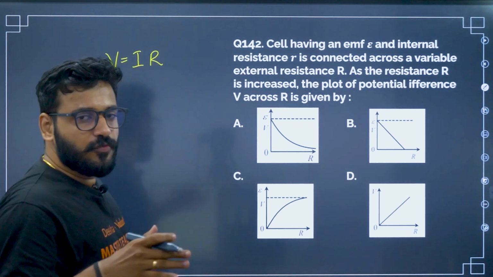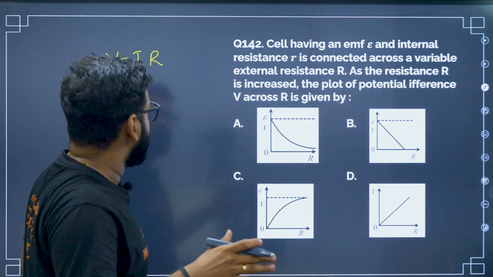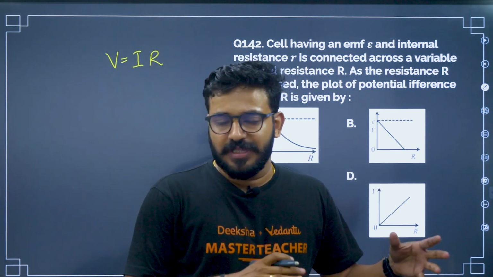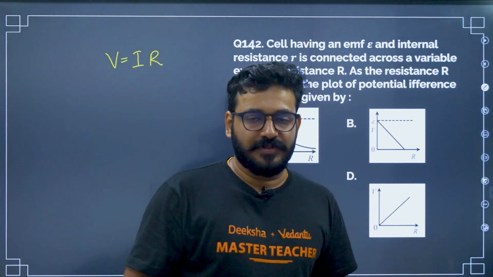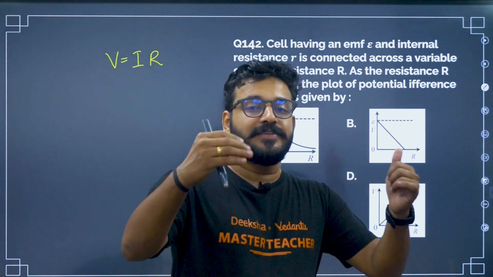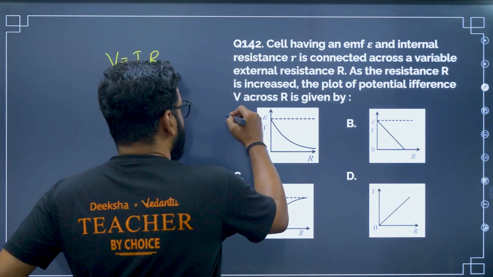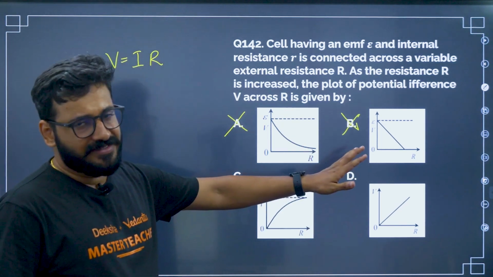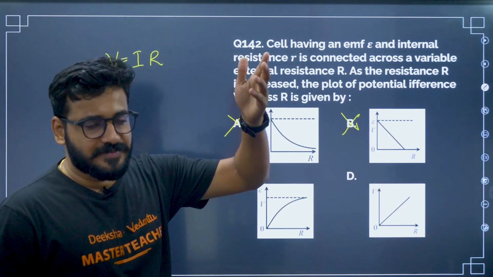Now see the variation of voltage and resistance, V and R. They are directly proportional. So voltage increases with resistance. It's not the other way around. Voltage does not decrease with resistance. Voltage drop across the resistance will increase with the increase in value of resistance. That itself allows you to tell that A and B are wrong because they are decreasing. Voltage is decreasing with resistance, not possible. Voltage must increase with resistance.